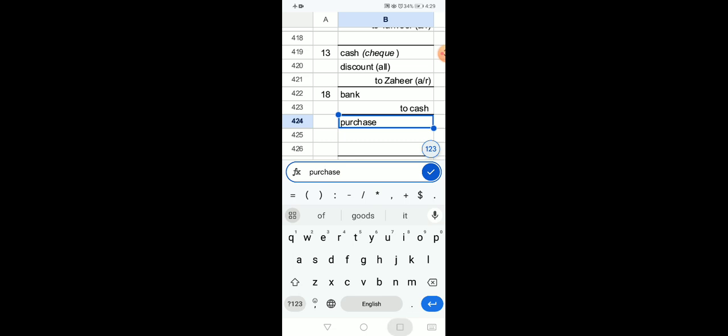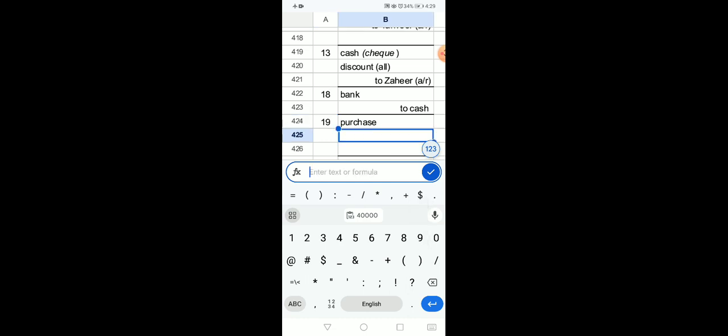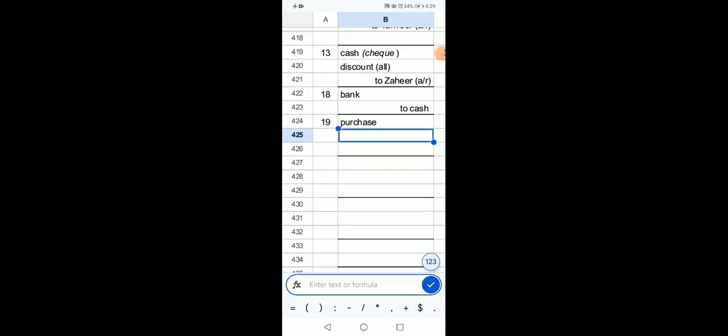After entry number 18, it was 19, so you will put the date 19 over here. How are you buying these goods? He is mentioning that goods are bought for cash, meaning cash is going out. Cash was your asset.